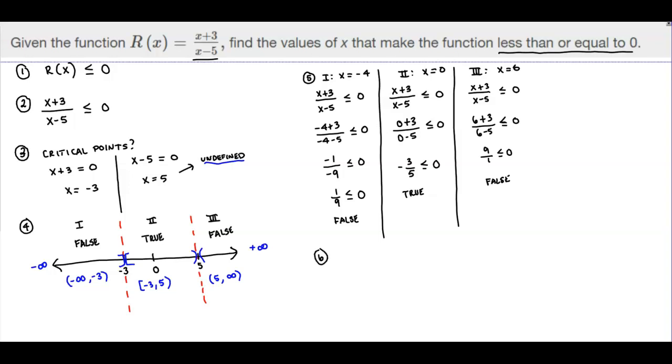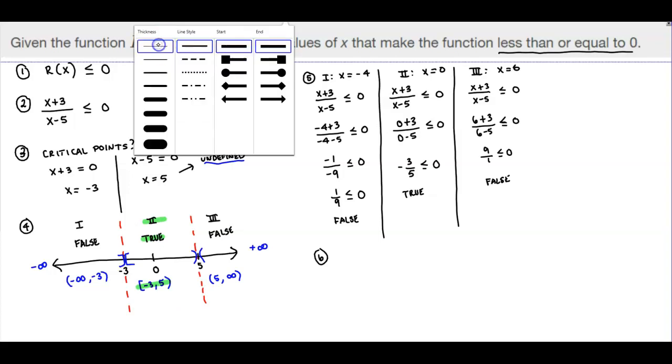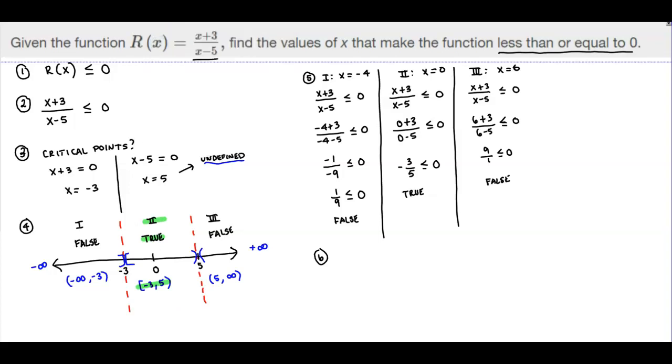So where do we know that it's true on our number line? Well, we can see that it's true for region number 2, and it's the interval that goes from bracket negative 3 to 5 with a parenthesis. So the answer is bracket negative 3 to 5 with a parenthesis.